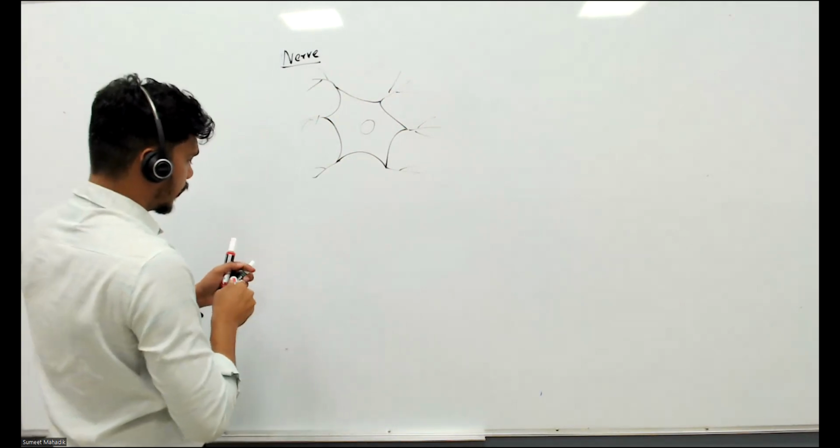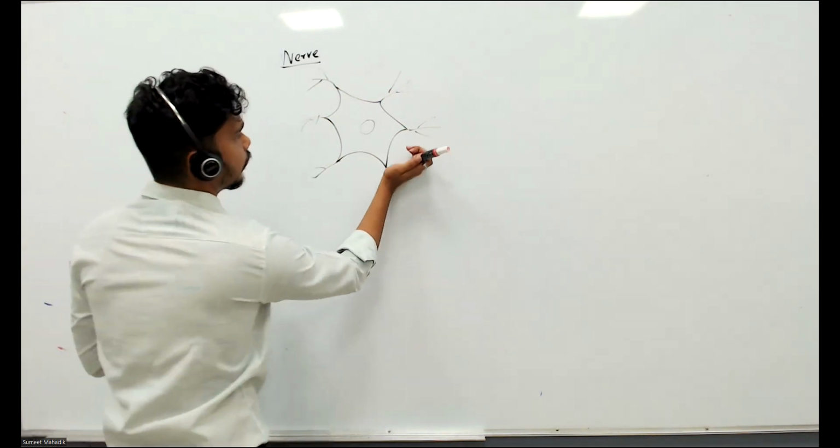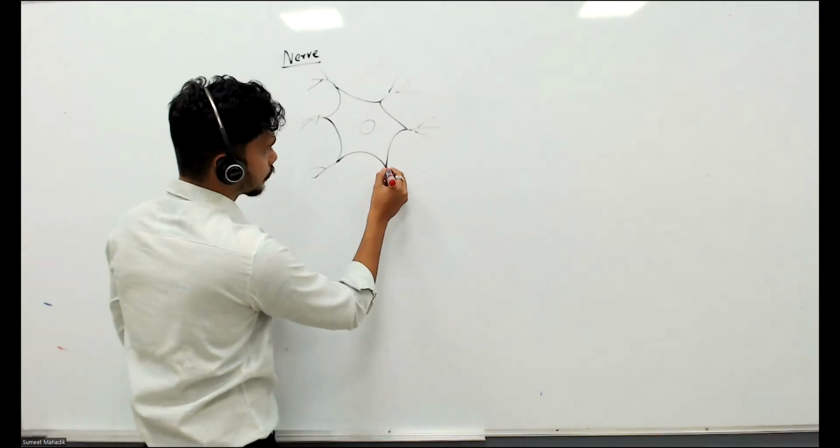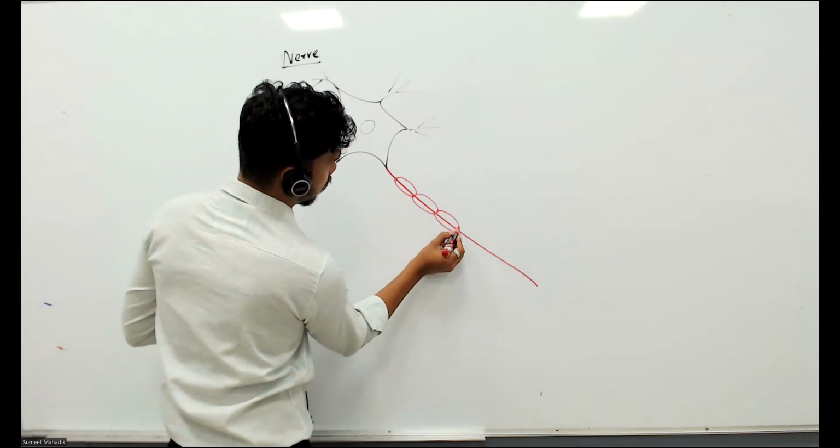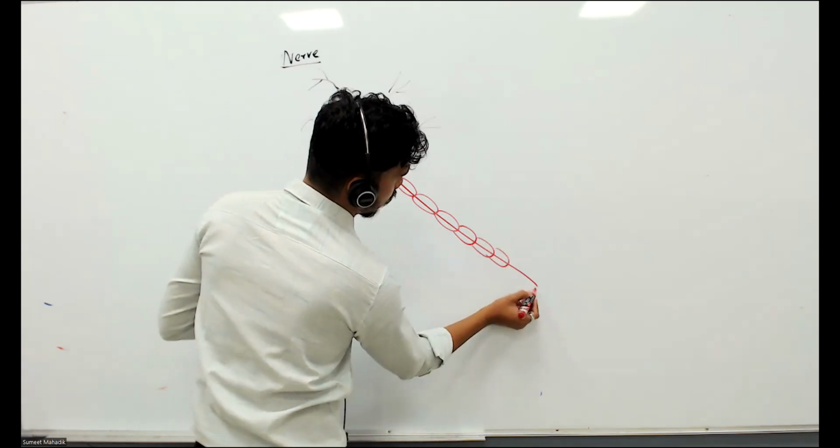What I'm drawing, can anybody guess it? Which cell am I drawing? Nerve cell. Very good. I'm drawing a nerve cell. Very good.